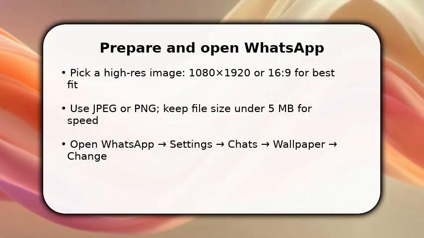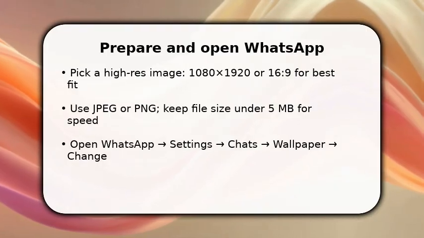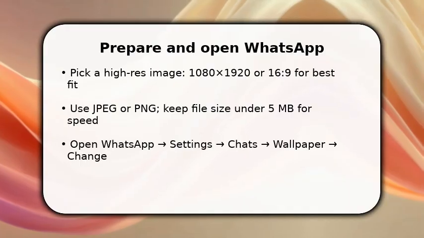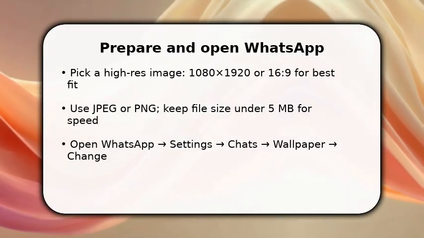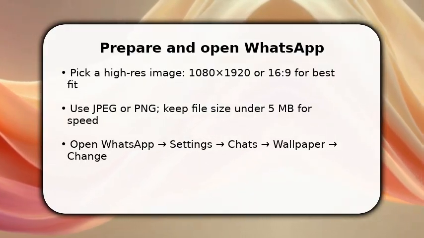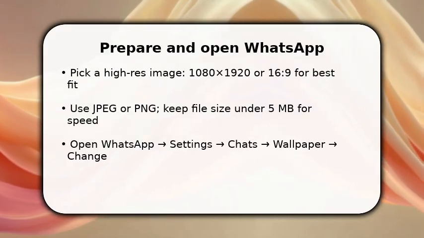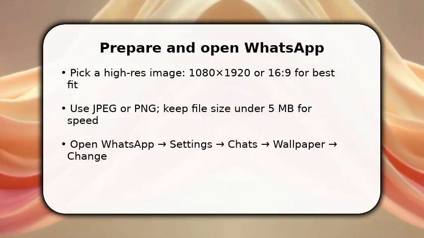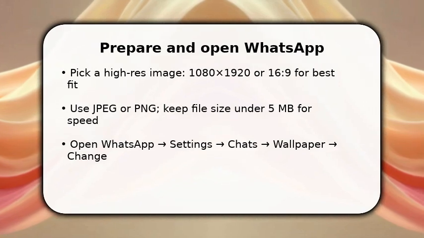That makes selection immediate. Now open WhatsApp, tap Settings, go to Chats, and choose Wallpaper, then Change. This gets you straight into the wallpaper picker. Make sure to select whether this is for all chats or a specific contact, so you don't overwrite custom backgrounds later. Next, edit the photo so messages remain readable.